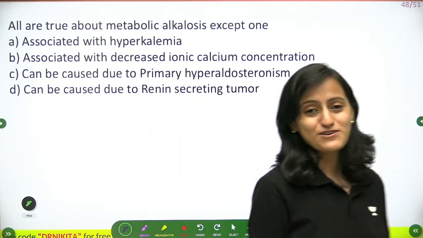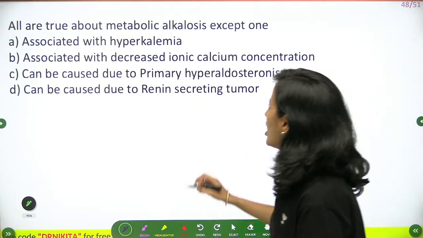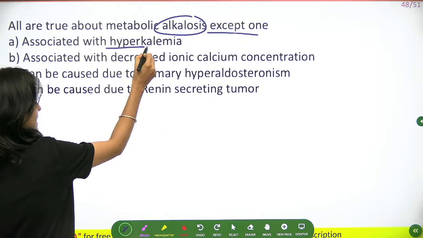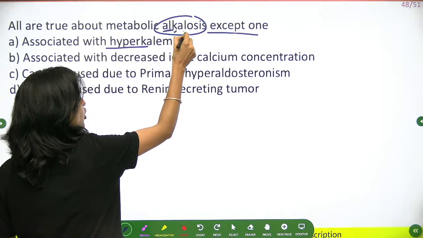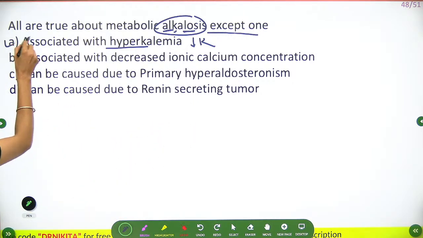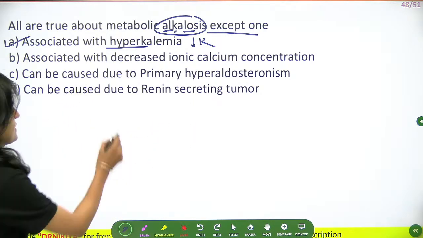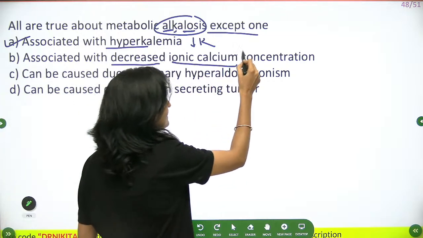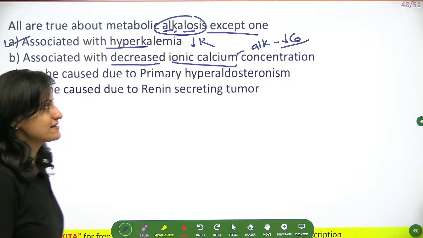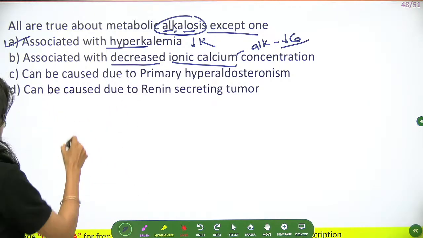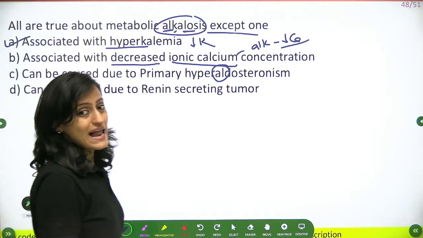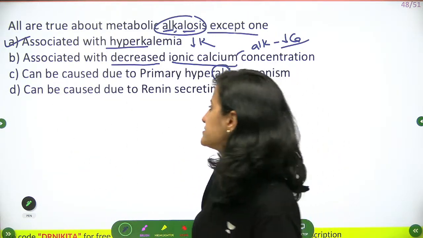Very good, amazing, super awesome. So you know these concepts now. All of the following are true about alkalosis except: associated with hyperkalemia. Alkalosis is all K loss, so it is generally hypokalemia. So this is your incorrect. Associated with decreased ionic calcium, yes, in your alkalosis the calcium decreases, right? Potassium decreases, calcium decreases. Primary hyperaldosteronism, yes, it is your aldosterone, so causing your alkalosis.